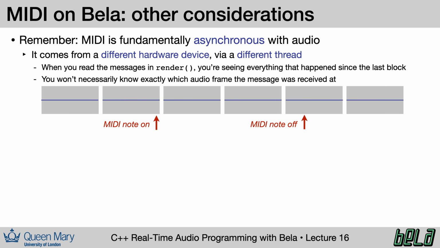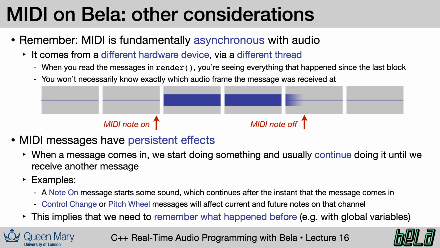Another consideration that we saw last time was to remember that MIDI messages were fundamentally asynchronous with the audio messages. They might come in at any time relative to the audio block, and there's no easy way to know exactly which audio frame the message was received at. The problem that we had with that was that it meant that we could potentially have a small amount of jitter in responding to the MIDI messages. On Bela, because the audio block size is very small, this is not going to be a very noticeable effect.